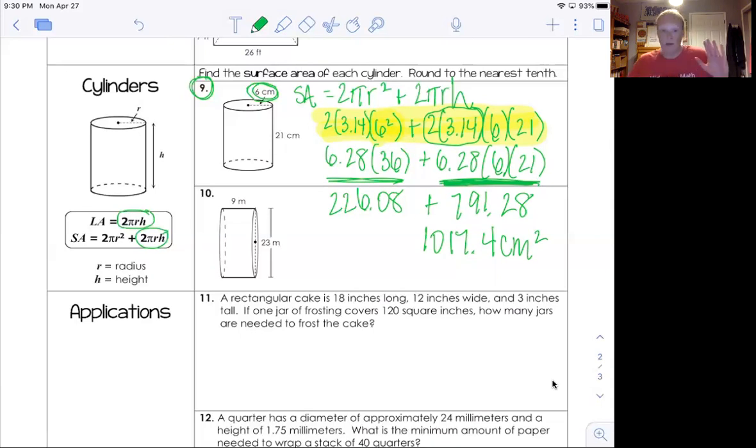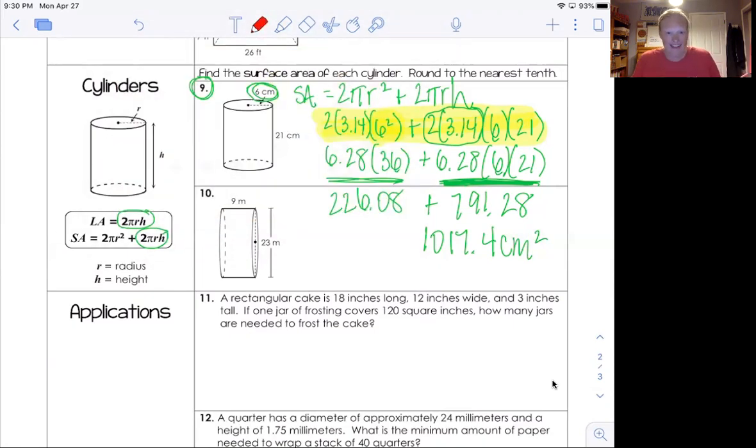Okay, so what I would like you to do is hit pause again, and you're going to do number 10 on your own. So ask yourself, are they giving you the radius? And then what's the height, okay? And in number 10, they're looking at the cylinder like this. So this is not the height. Remember, the height is the space between the two circles. Okay, so hit pause. I'll give you the answer in just a second, and I'll see you in a sec.